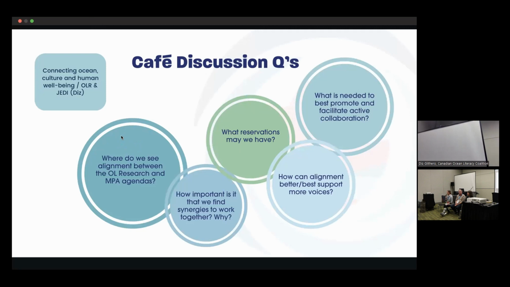What's striking you? What thoughts? What are you thinking about? Are they well aligned? Are there gaps to close? Are there opportunities to work together? Let's just open it up. Based on what you've heard so far, what are the initial thoughts in the room?